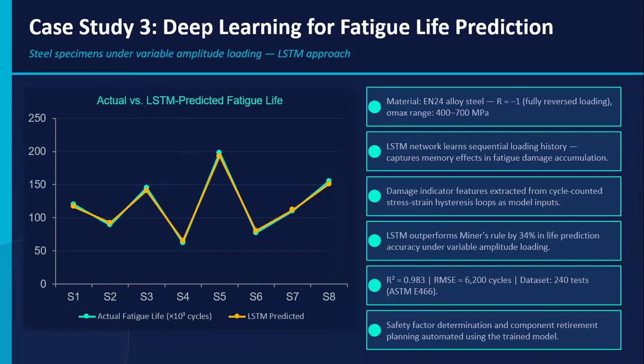Next one is the fatigue life prediction model. Fatigue failure is a critical concern in mechanical engineering components. In this study, a long short-term memory neural network was used to predict the fatigue life under variable loading conditions. The model learned loading history patterns and accurately estimated fatigue damage accumulation. Results showed an R-squared value of 0.983, outperforming the traditional fatigue prediction methods. Such models can be used for maintenance planning and reliability assessment of the material.